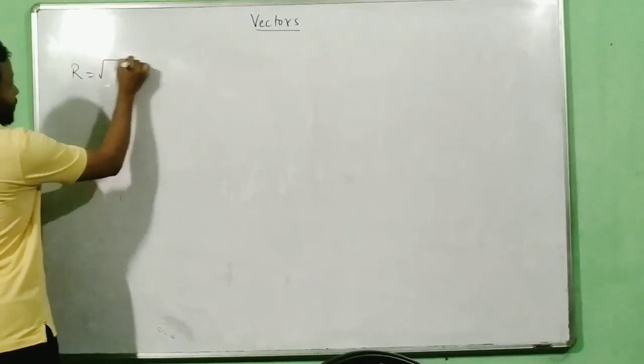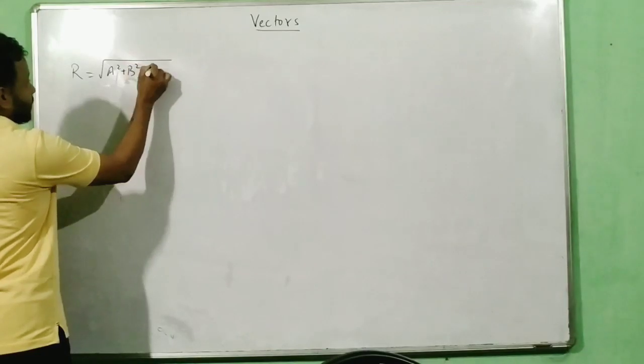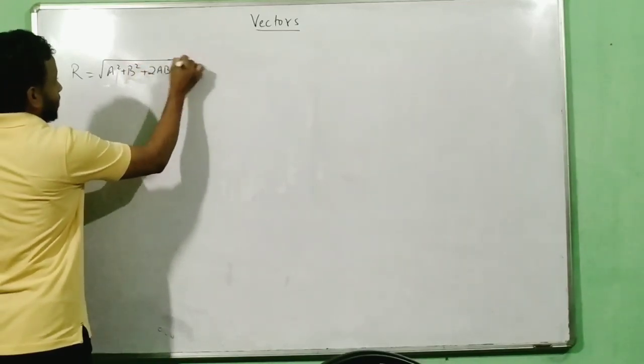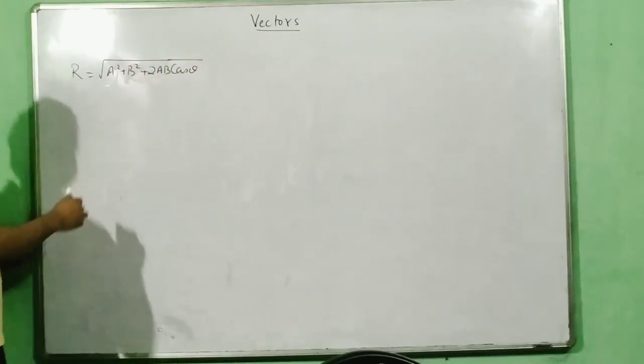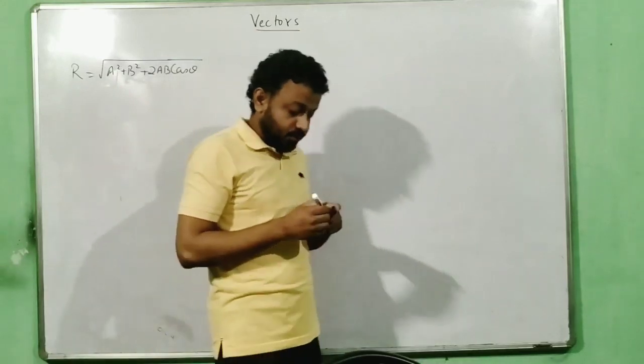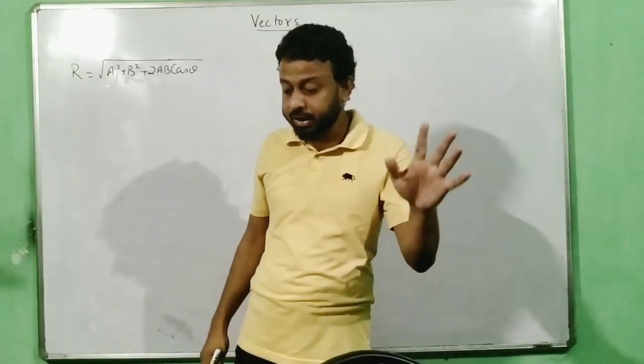resultant equals root over of a square plus b square plus 2ab cos theta, where this is the resultant of two vectors a and b. This you have learned, and this formula works very well for all the conditions so long as there are two vectors.